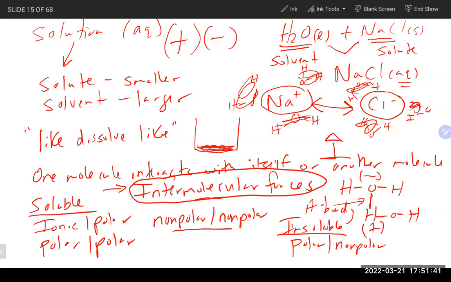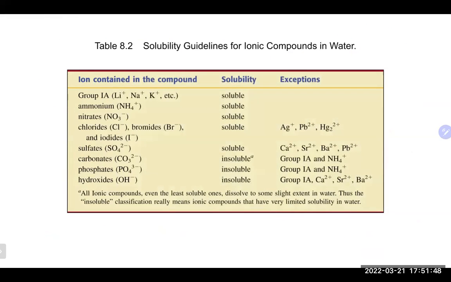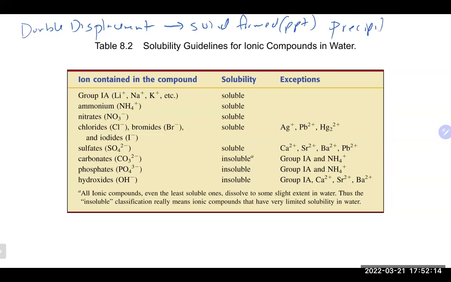Okay, continuing on with this theme of solubility, how do we know, for example, in a reaction, if we mix together a couple of things, whether we would expect a solid to form? If you remember, there was a type of double displacement reaction which resulted in a solid being formed, or what is referred to as a precipitate. Those are referred to as precipitation reactions.